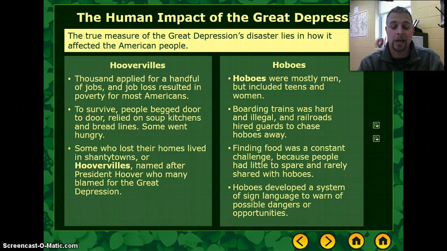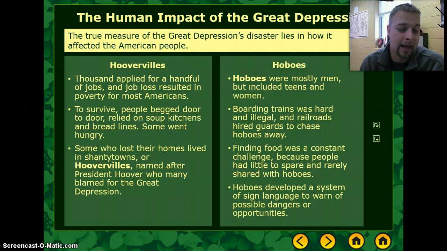Finding food was a constant challenge because most people didn't have much to give in the first place, and they rarely shared with hobos. So hobos developed a system of sign language to warn other hobos of possible dangers or opportunities. So, say that a hobo did work for a family and they didn't get paid. They might put a symbol somewhere around the family's property to warn other hobos that this person wouldn't pay you for work. Or if there was a person that was particularly friendly and would feed you, they would put a symbol that indicated that.